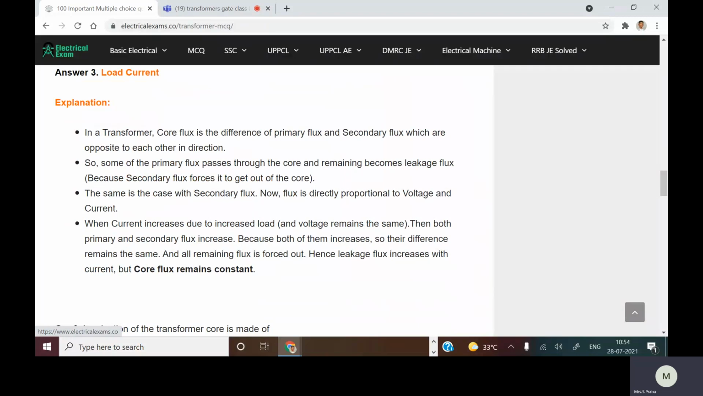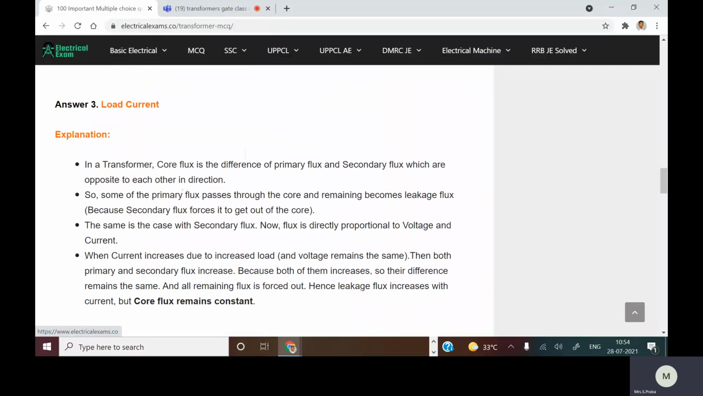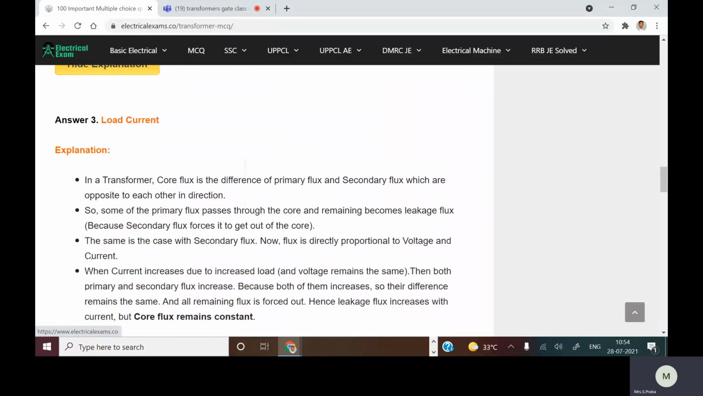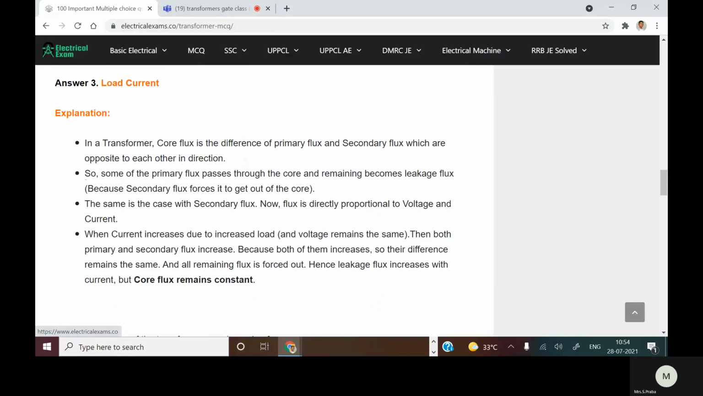Now the flux is directly proportional to the voltage and current. So the core flux remains constant. So the leakage flux in the transformer depends upon the value of the load current. How much current is consumed by the load determines the leakage flux. Take a look for a while, then move on to the next question. Any doubt you could ask me, or else we can move on to the next question. Yes, we'll move on to the next question.